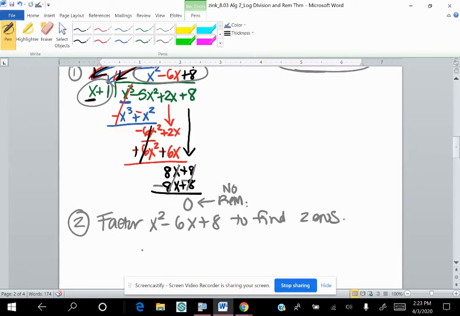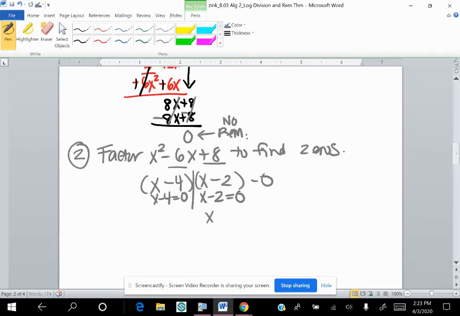That one has a 1 in the front, so I'm going to go straight to guess and check here. What multiplies to 8 and adds to negative 6? That would be negative 4 and negative 2. Set each factor equal to 0. So these are my two factors. And then solve for x to find our zeros, or our roots, or our x-intercepts. So we get 2 and 4. That'll give me a total of 3 zeros.